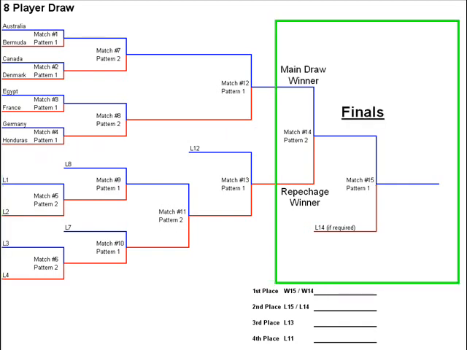The finals are contested by the main draw winner and the repechage winner. The repechage winner must win both finals in order to win the gold medal. This is because the main draw winner also gets a second chance after their first loss. On the other hand, the main draw winner need only win a single match in order to win the gold. This is because a single win will mean a second loss for the repechage winner, who would therefore be eliminated.